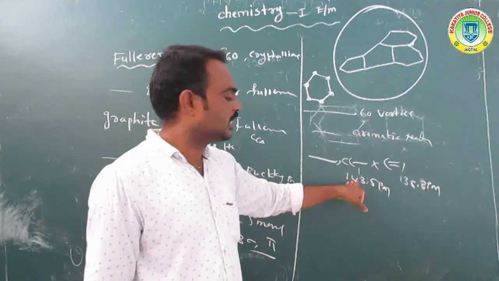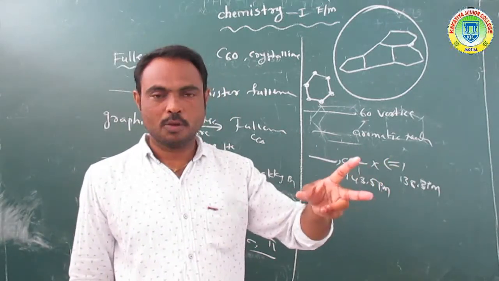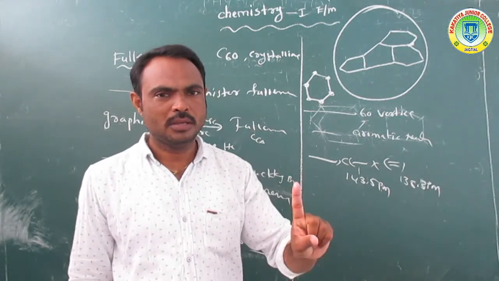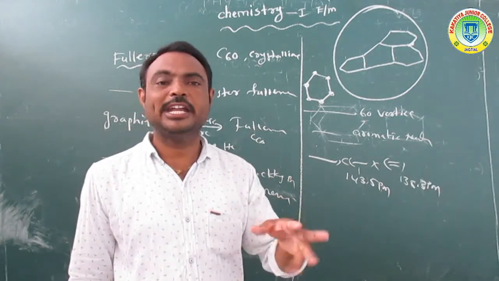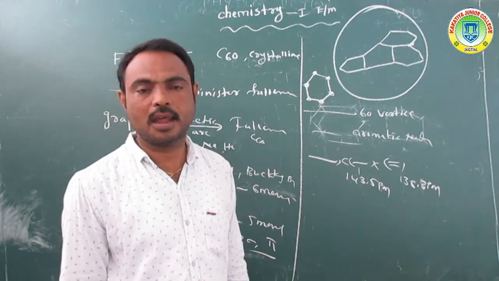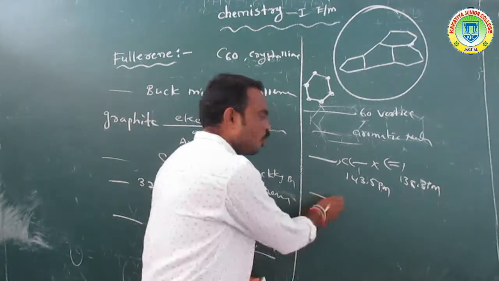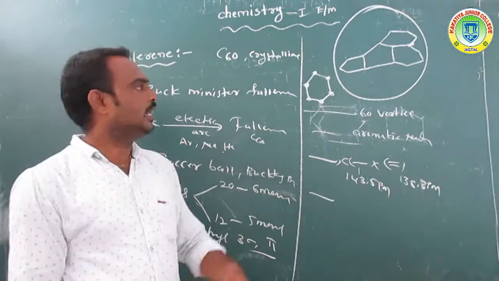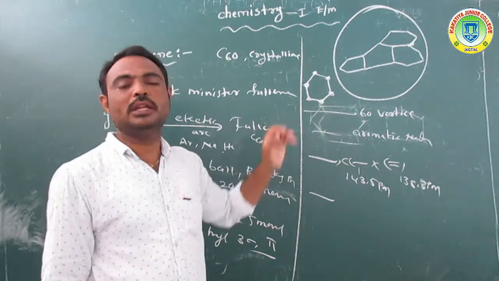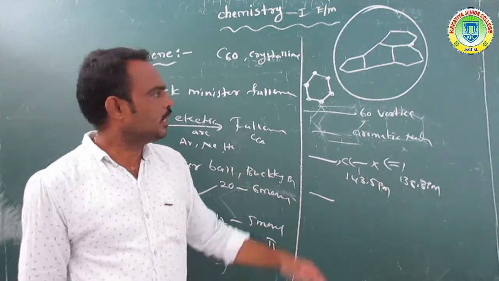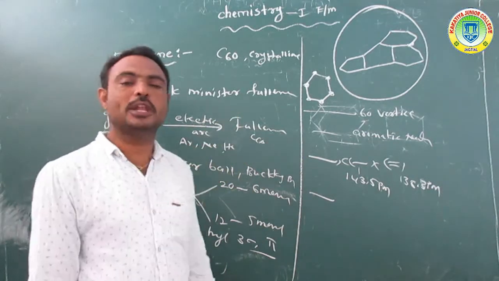Okay, this contains 2 bond lengths. Some places single bond, some places double bond. So these 2 bonds contain different bond distances or bond lengths. Overall, we already know that it is a buckyball or soccer ball shape. So it is the structure of fullerene.